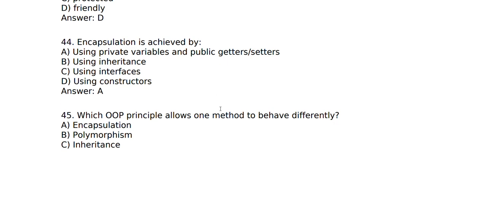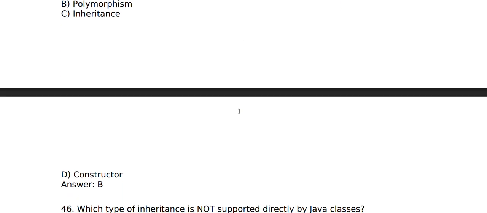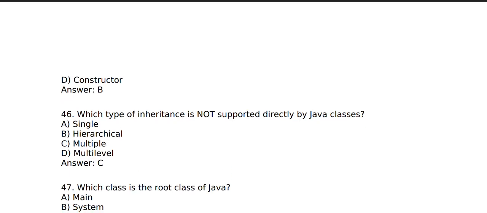Which OOPS principle allows one method to behave differently? It's polymorphism, because the methods have the same name but different parameters. Which type of inheritance is not supported directly by Java? That is multiple, because it creates the diamond problem. It is achieved by interface.